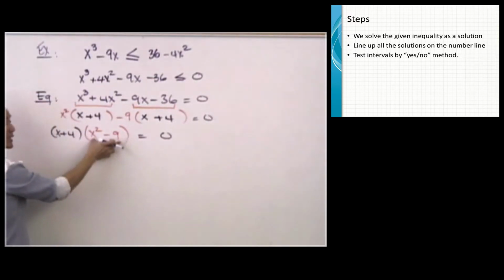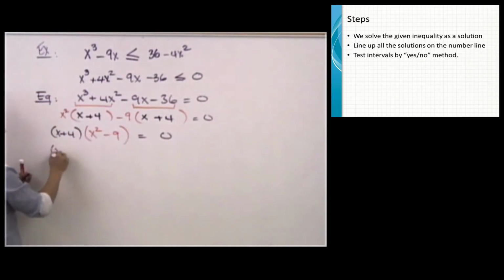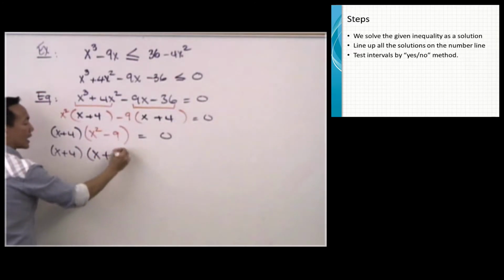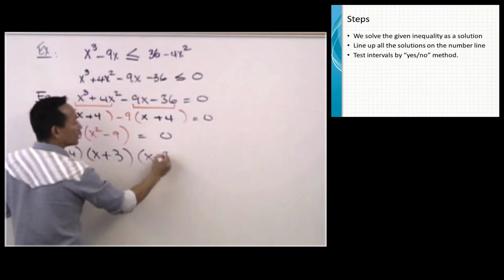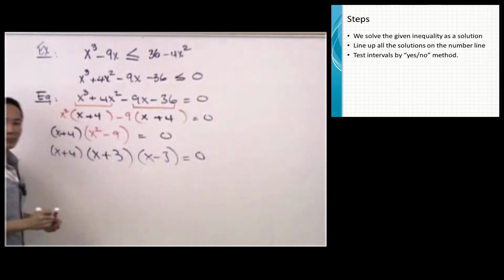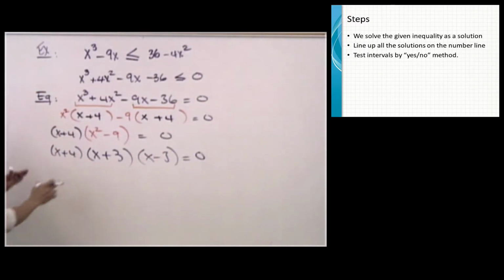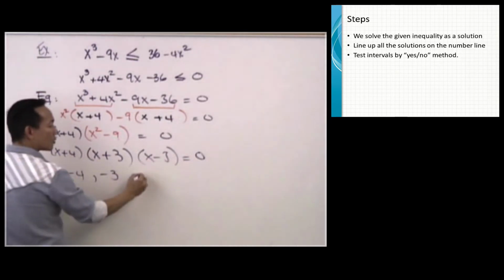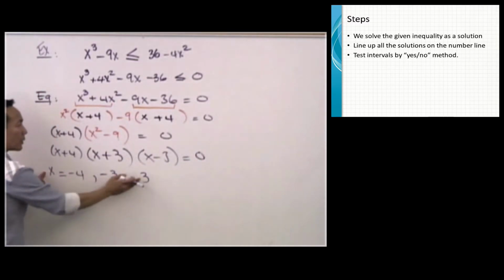And then I break this down further because x squared minus 9 is a difference of two perfect squares. So we break it down as x plus 3, x minus 3 equals 0. We use the zero factor property to solve. So I end up with 3 solutions. One solution is negative 4. The other one is negative 3. And the last one is 3.